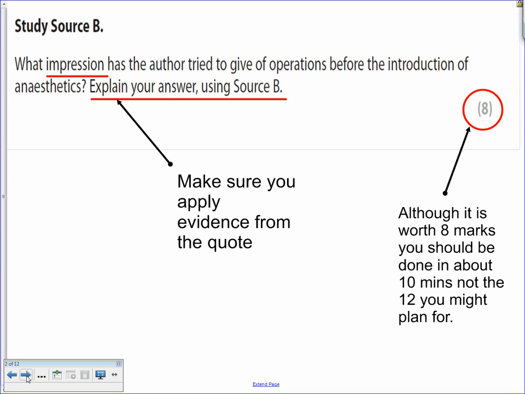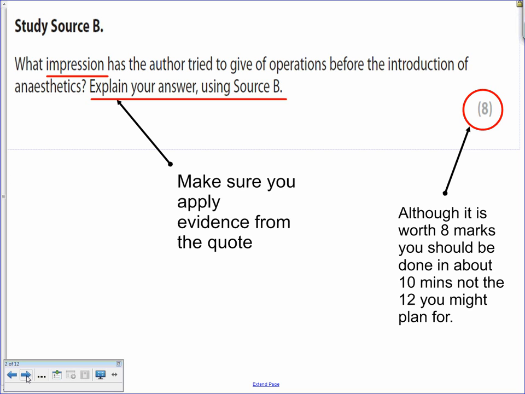Okay, let's get started. Typically, question 2 focuses on impression. What impression has the author or the artist tried to give about a certain topic? In this case, we're looking at what impression has the author tried to give of the operations before the introduction of anaesthetics. This is because anaesthetics has only come up once as a topic prior to your exam, for 2014.